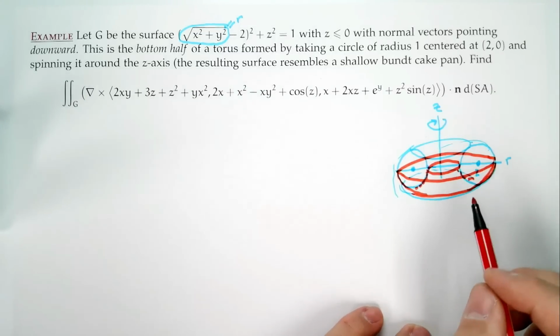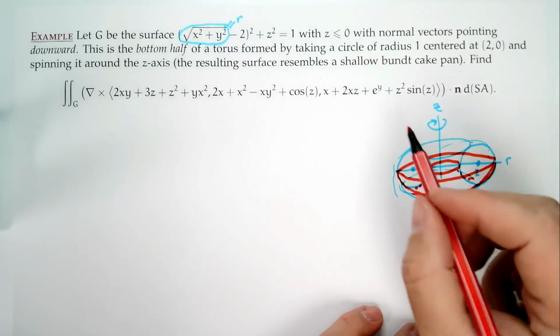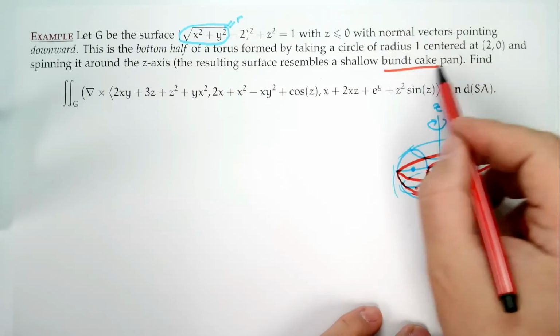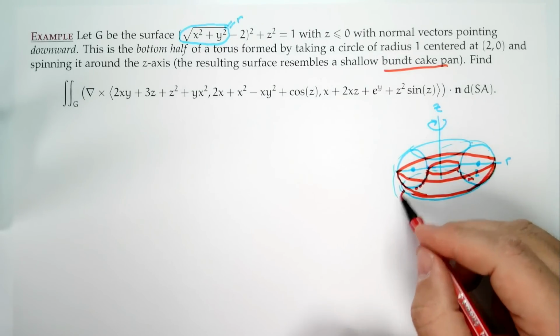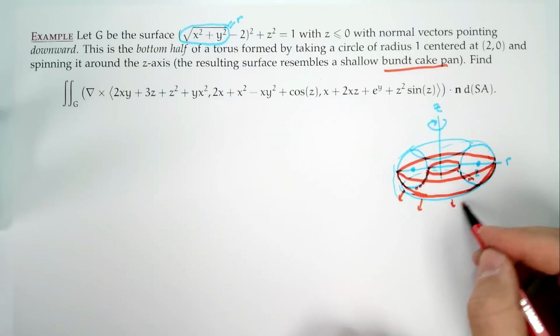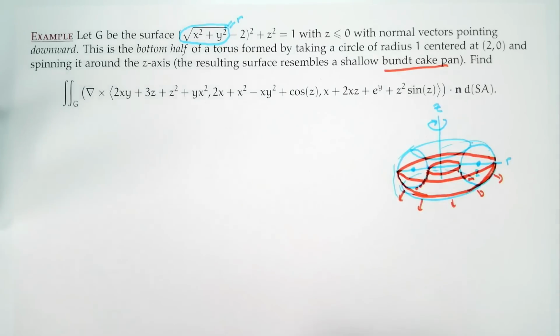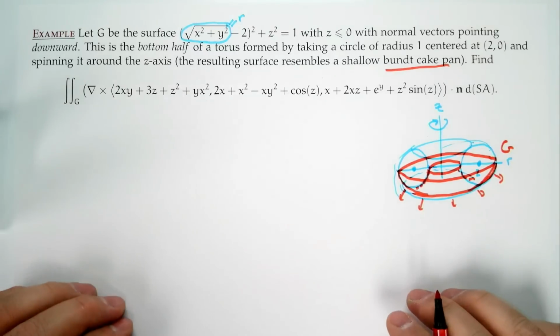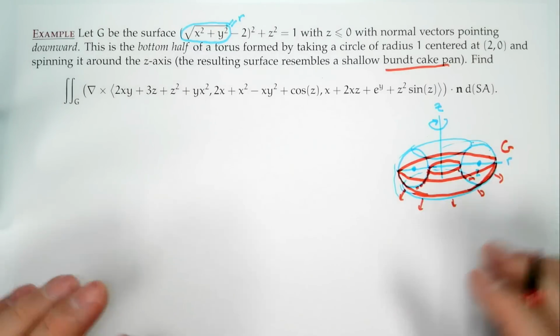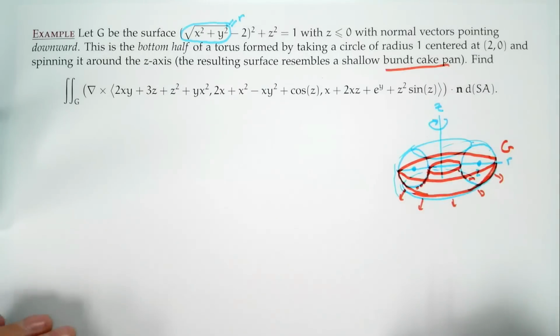So that's our shape. It's kind of like a bundt cake pan, if you have ever seen a bundt cake. All right, so there's our surface. Now we're also told that our normal vectors point down. So while we're on our surface, our normal vectors point in a downward direction. Okay, so here's our surface G. And what do we want to find? We want to find the integral along G of something that takes almost a whole page to write down. Wow, cool. All right, well, how are we going to do this?